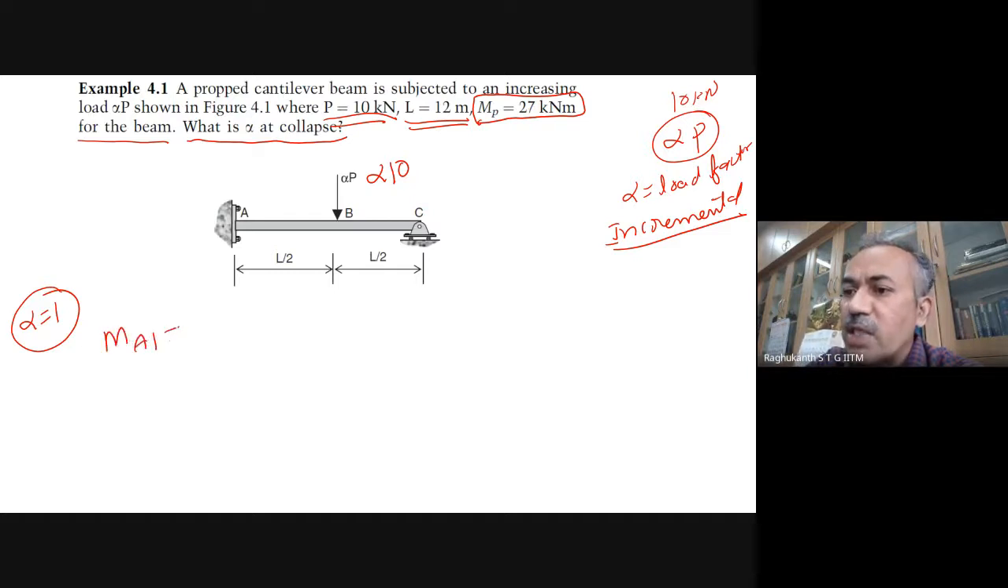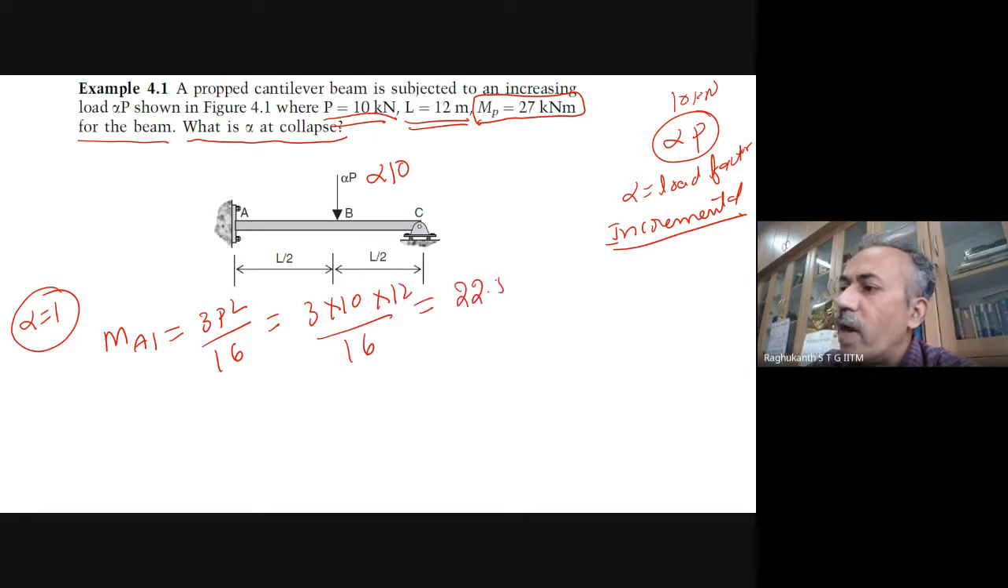So the first iteration, say MA1. This is 3PL by 16, the same expression which we used. So this becomes 3 into 10 into 12 by 16. This turns out to be 22.5 kilonewton meter. This is the bending moment at A in the first stage.